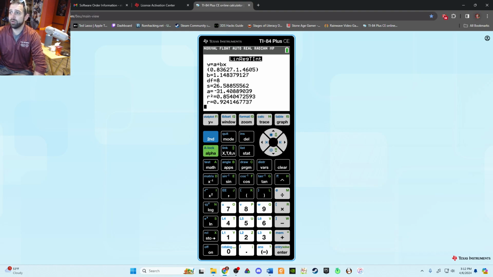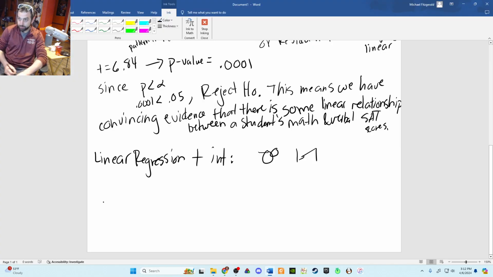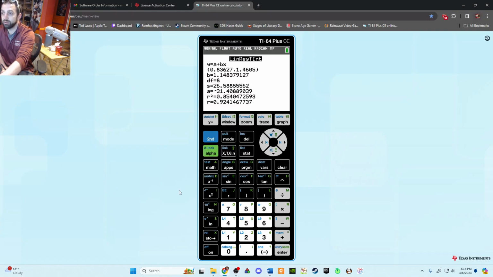So there is our slope here. Let's just do 0.836 and 1.461. Whoops, 1.461. I already forgot it.